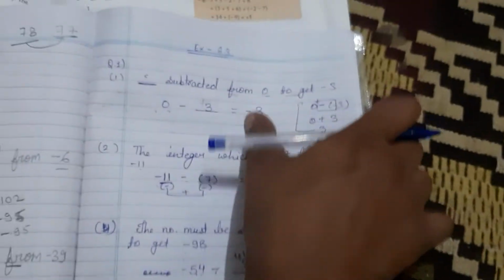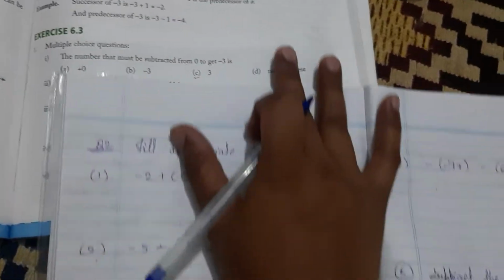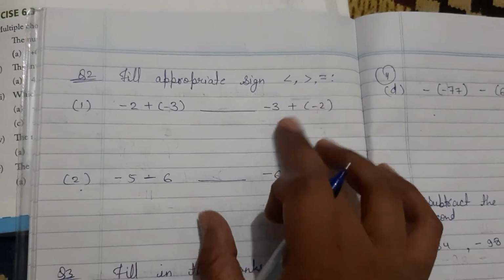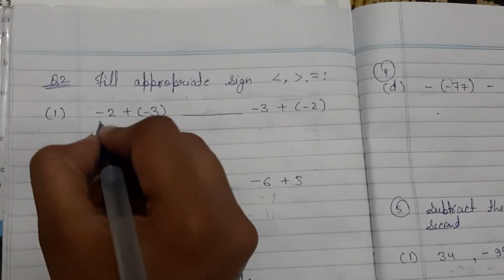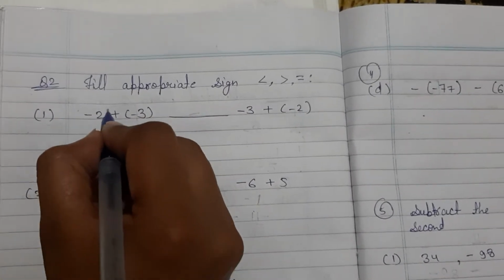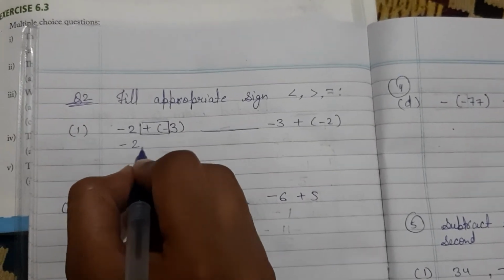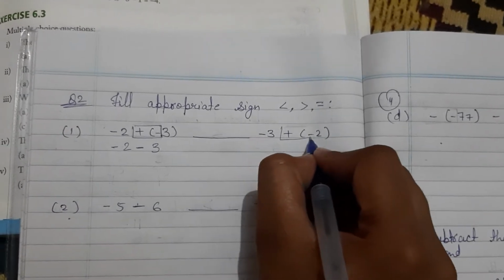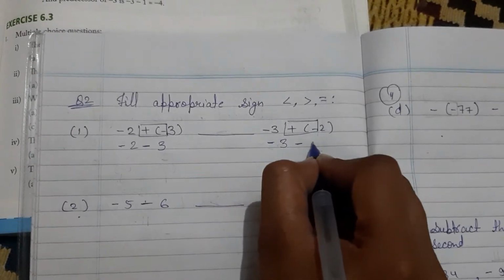Okay, these are the multiple choice questions of exercise 6.3. Now next question, question number 2. Fill in the appropriate sign. You have to put the appropriate sign in between them. How can you put the appropriate sign? You have to see, when you see the signs together, make a box and convert into one sign. So here I am converting minus 2 plus minus minus 3, and here also I can see the signs together, that I convert here: minus 3 plus minus minus 2.